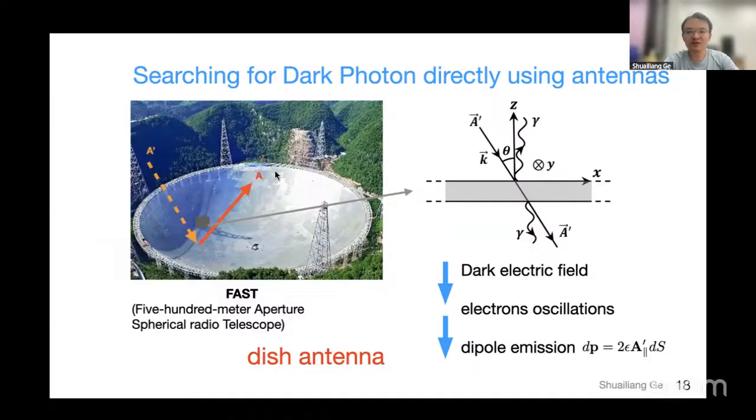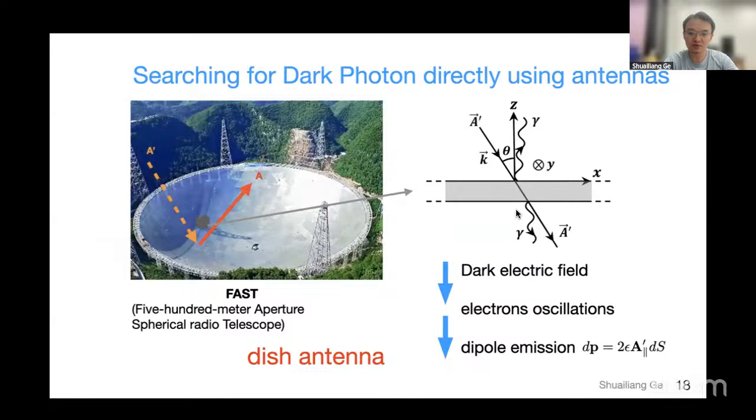Okay, and one interesting feature is that no matter in which direction the dark photon comes, the reflected photons will always be in the direction perpendicular to the local surface of the dish antenna. This is just because of the boundary conditions on the surface of the metal dish, and because the dark photon is non-relativistic, after it is converted to standard model photons, the momentum in the direction perpendicular to the surface will inherit most of the energy from the original dark photon. That's the reason why the reflected photons go in the direction perpendicular to the local surface, just because of the matching boundary conditions.